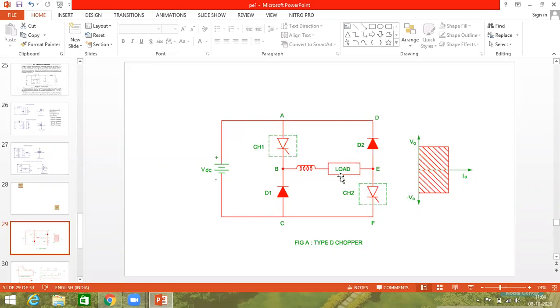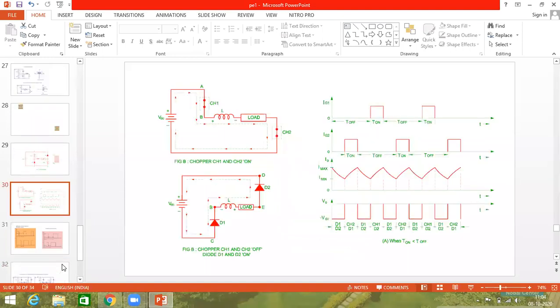So case 2 is generating mode. When the motor back EMF is greater than the supply voltage, this motor acts as the generator. It generates electricity. How is that electricity transferred back to the source? From load plus to D2, D2 to the VDC source, VDC to D1, from D1 to inductor L, and L to the load minus terminal. That's all. So case 1 it acts as a motor, case 2 it acts as the generator. So this is class D.